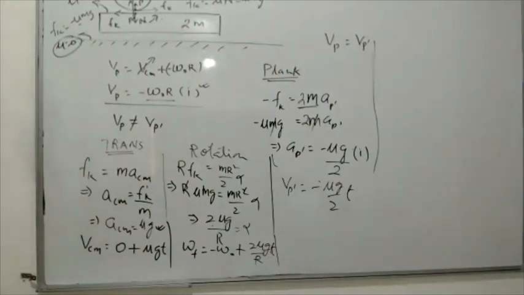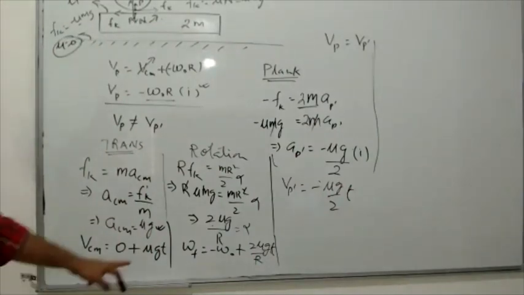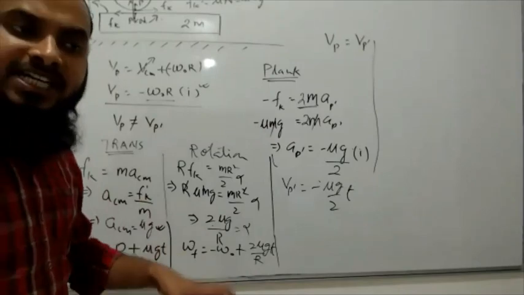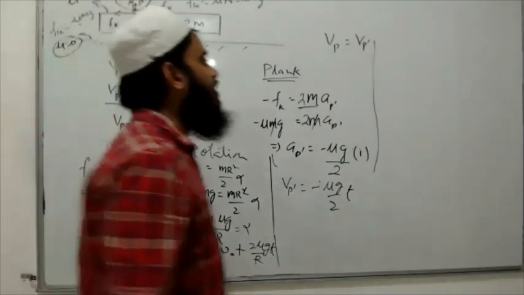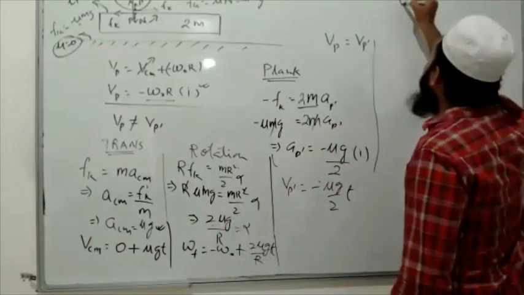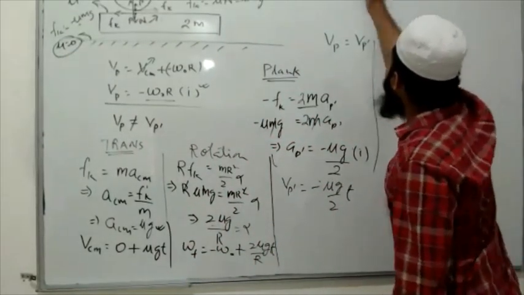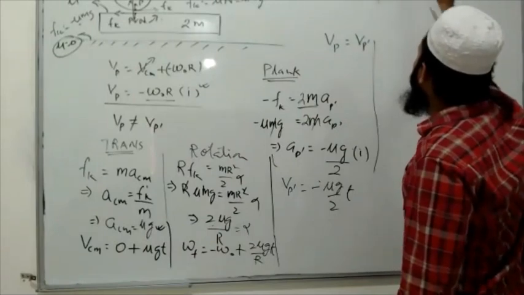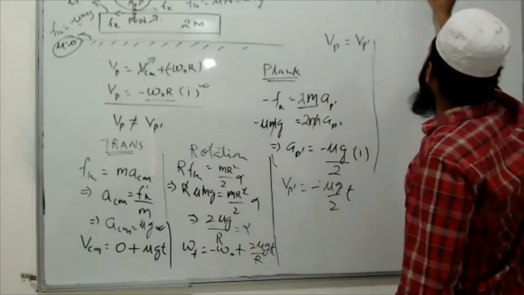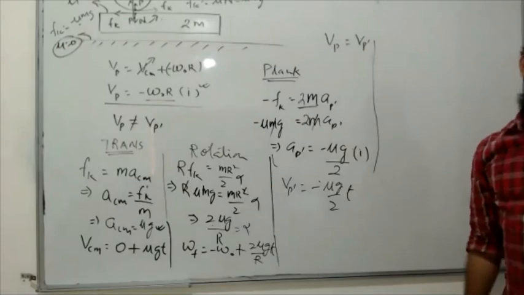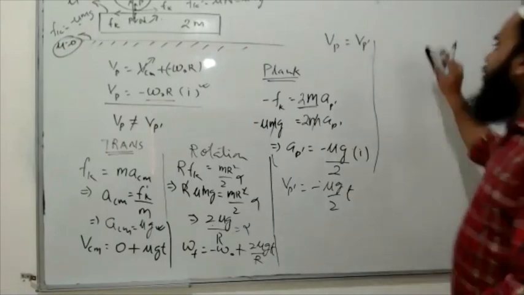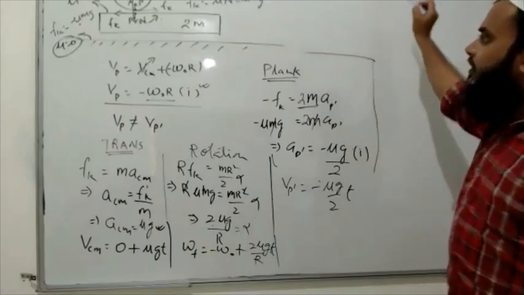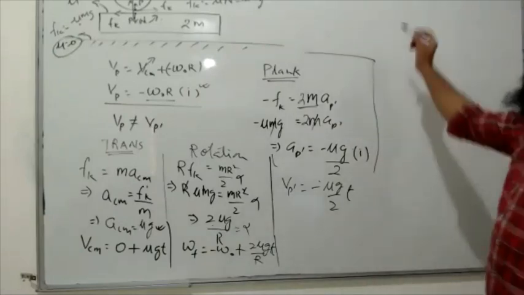Now I have to calculate this t. I already assumed that after this time t seconds, the slipping stops. When the slipping stops, it means the kinetic friction has achieved its goal. Vp will be equal to Vp dash. This is the very important point. So if I write the Vp, what will be the Vp?